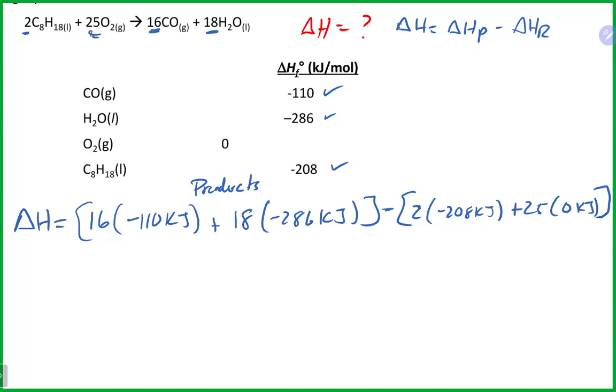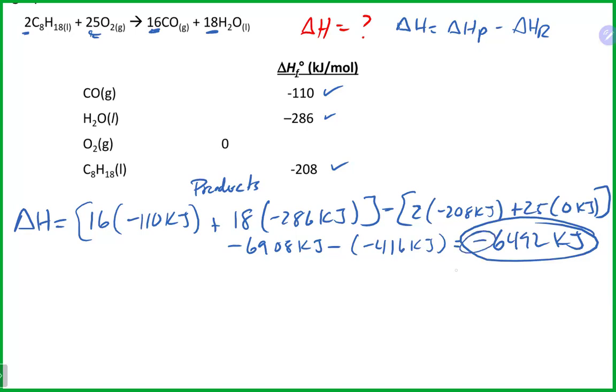So 16 times -110 plus 18 times -286. Going to get us something like maybe a -6908 on this side, minus our other side there, which is 2 times -208, minus a -416. So it looks like here that minus that is going to get us a negative, looks like, 6492 kilojoules. Again, we have a negative, so once again, we are looking at an exothermic reaction in this case.